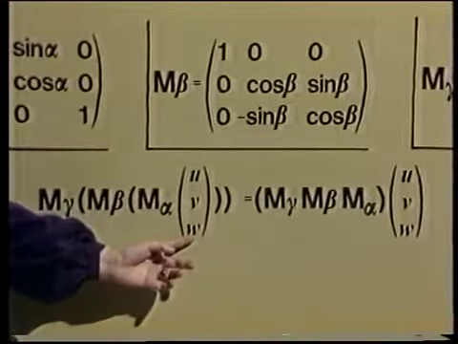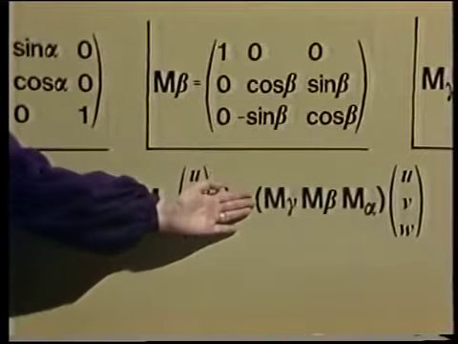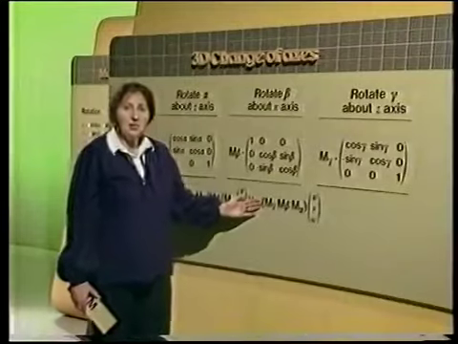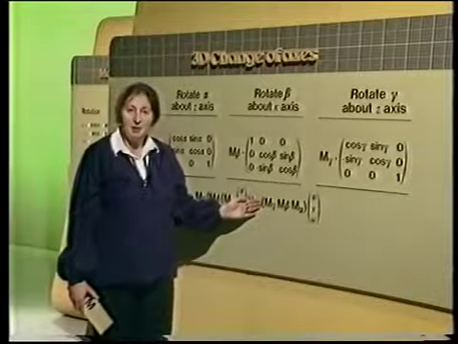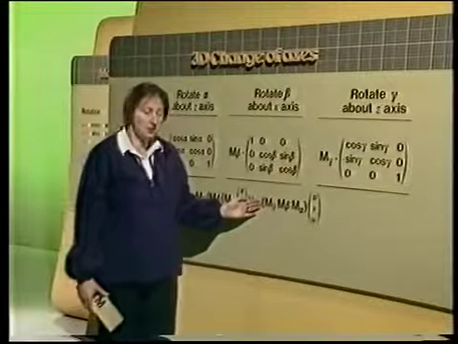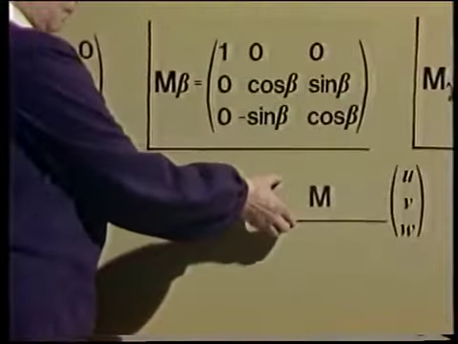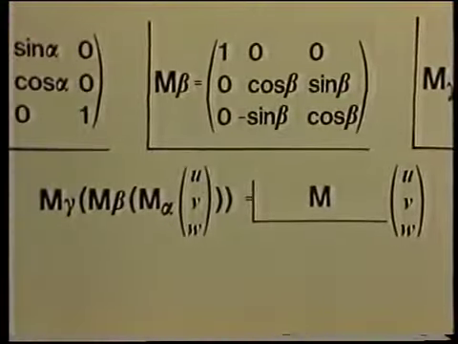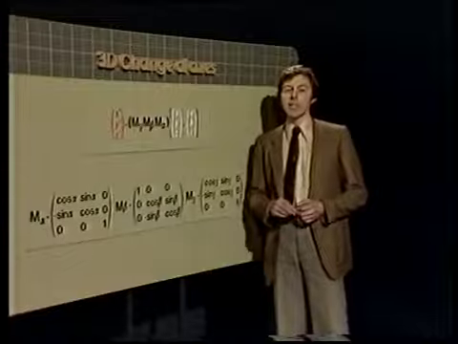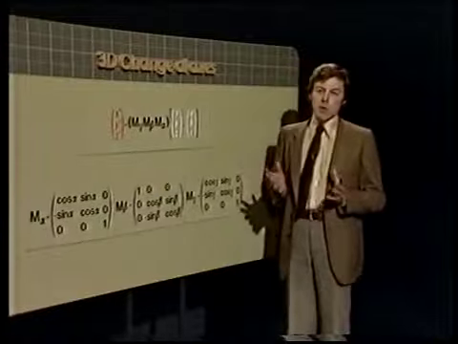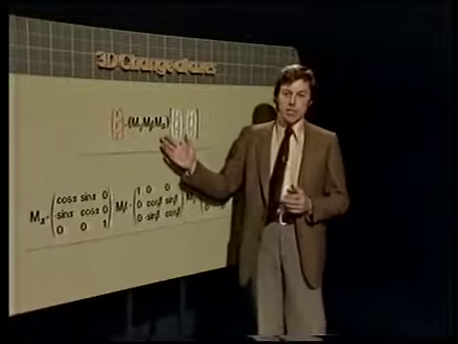And these matrices can be multiplied together to give us a single matrix. The matrices M alpha, M beta, and M gamma are all quite simple, so their product isn't difficult to work out. And this single matrix operating on the coordinates u, v, w can then be used to perform the entire reorientation of the axes. So that's the reorientation. It can be performed by multiplying by one 3 by 3 matrix.